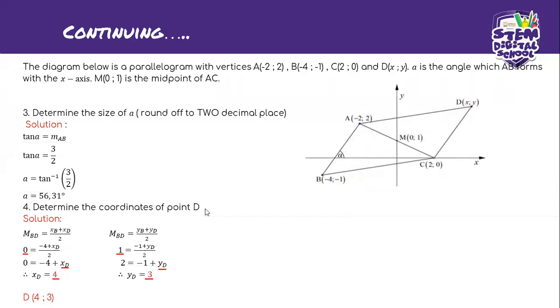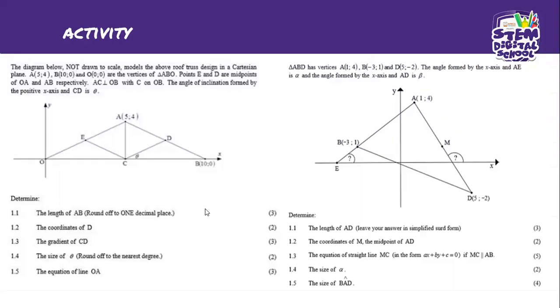Now, you will have the activity based on what we have done since we started this lesson. So you can just take this question and try to answer it. Make sure that you have your formula sheet so that you can refer to it. For instance, if you want to calculate the length of a line, you just go and take the distance formula. If we have to calculate the gradient of line CD, you just go and take the gradient formula there, right?